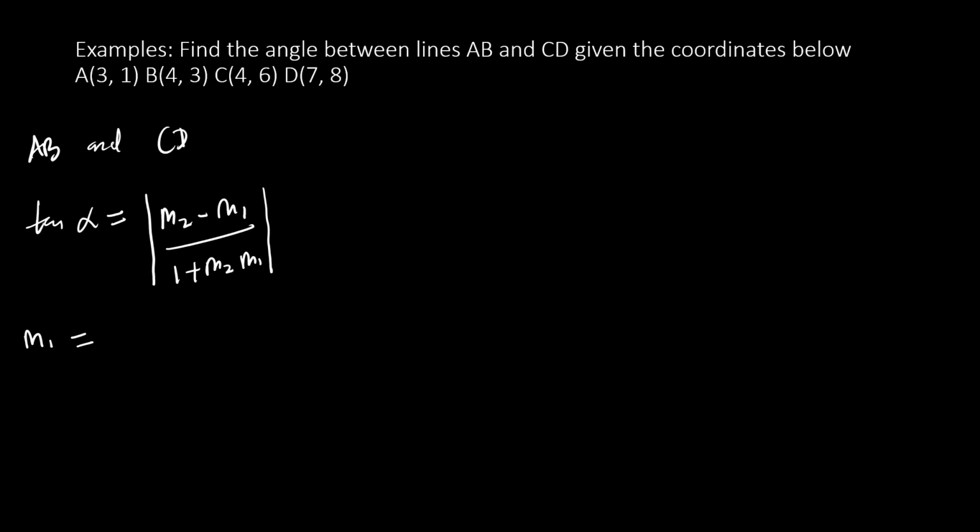And then for AB, we have the slope m1 equal to y2 minus y1 over x2 minus x1, which is 3 minus 1 over 4 minus 3, and this is 2 over 1, which is 2. The slope of CD, m2, equals 8 minus 6 over 7 minus 4, and this is 2 divided by 3.